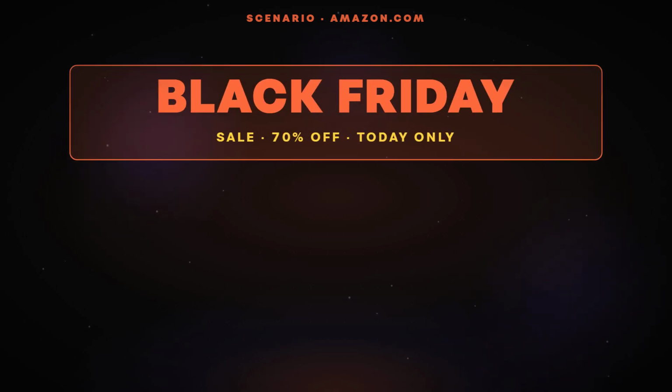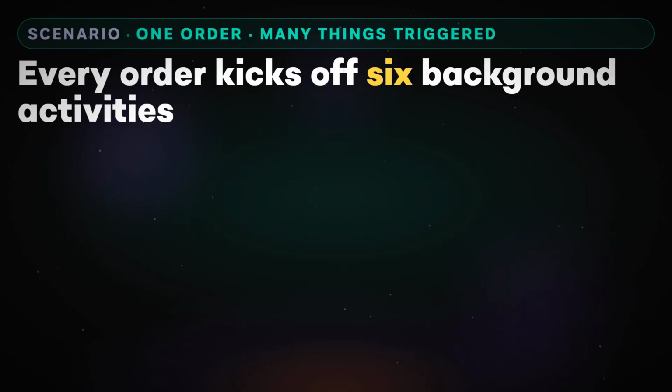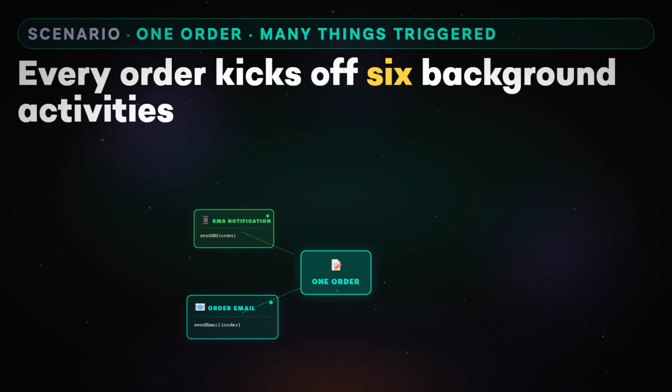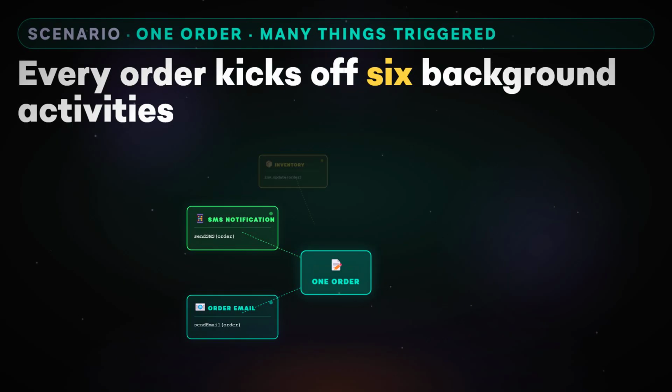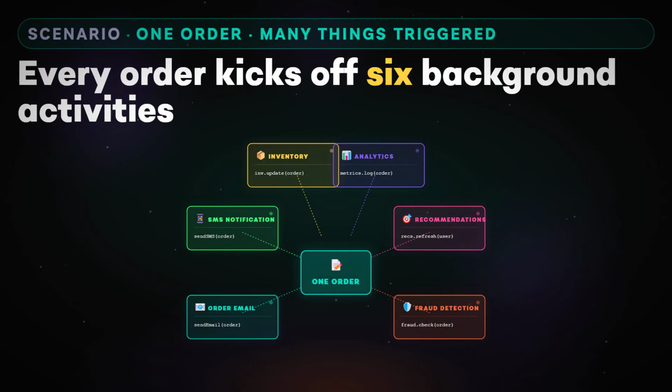Message queues. Imagine it's Black Friday on Amazon. Millions of users are placing orders at the same time. Every order triggers multiple activities. An order confirmation email must be sent. An SMS notification must be sent. Inventory must be updated. Analytics must be recorded. Recommendations must be refreshed. The fraud detection system must be notified.